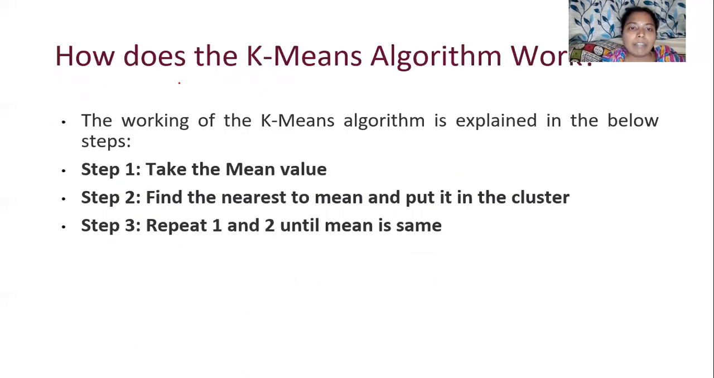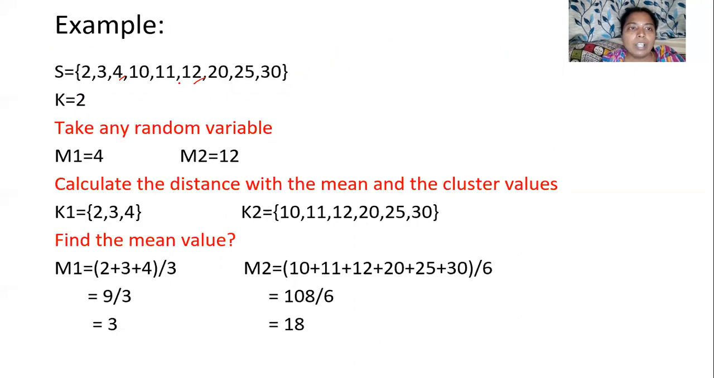Step 2 is to find the nearest to the mean and put it in the cluster. We take the value 2 and compare it with the mean value 4, and the difference is 2. Then 3 with 4, the difference is 1. The difference between 4 and 4 is 0, and the difference between 10 and 4 is 6. Comparatively, for 2, 3, 4 the difference is very small, so we put them in one cluster, and here the cluster name is K1.